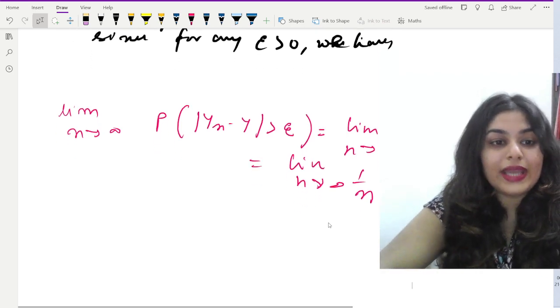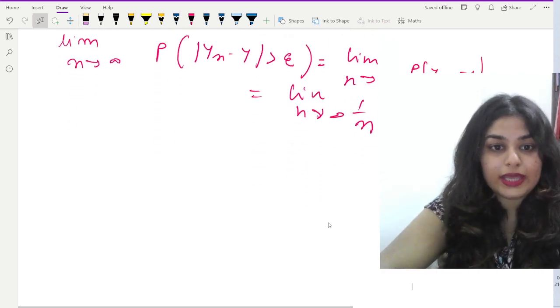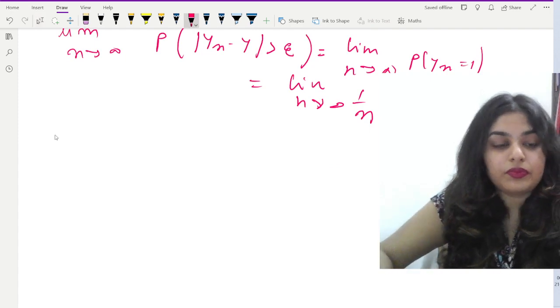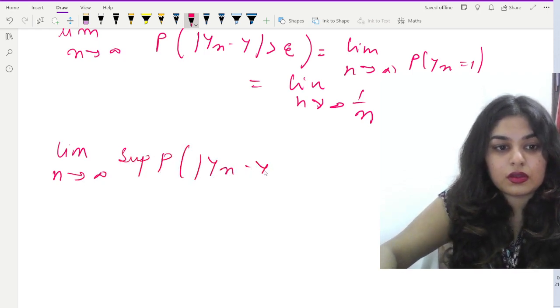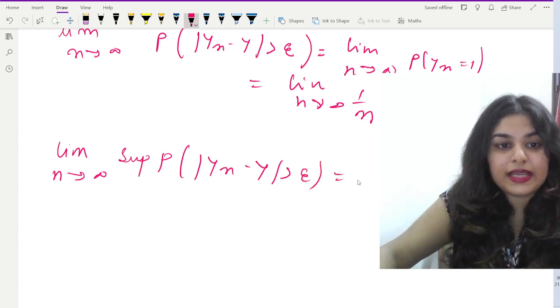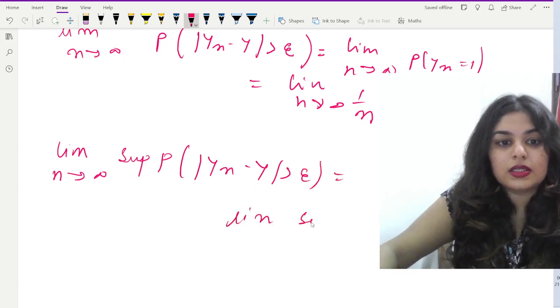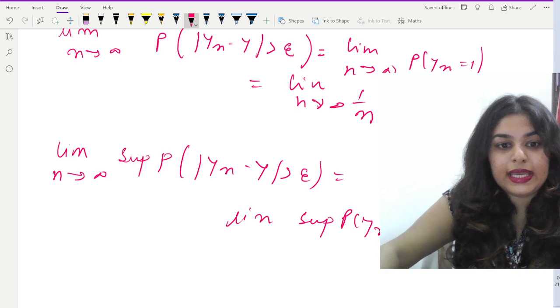However, Yn does not converge in probability to Y. Let us see why. So we will put this condition here. So this implies what? Limit of the probability that Yn is equal to 1 when n tends to infinity. This is equal to 1.